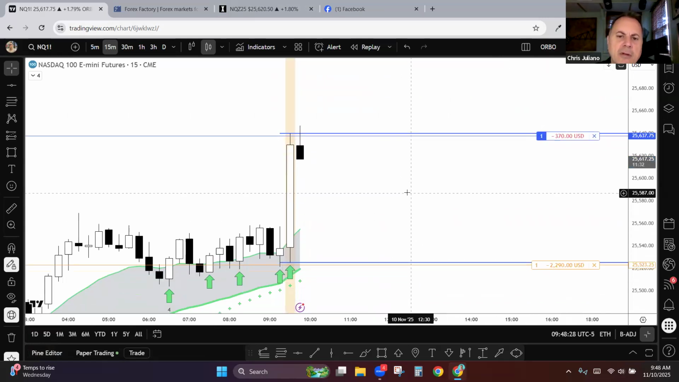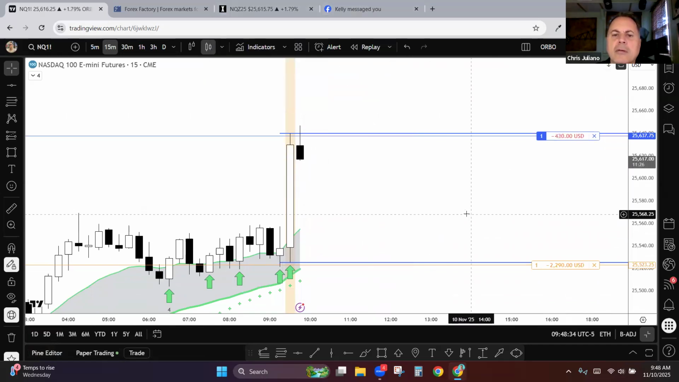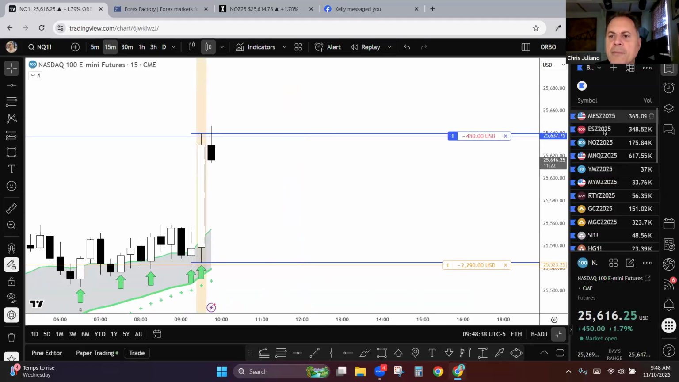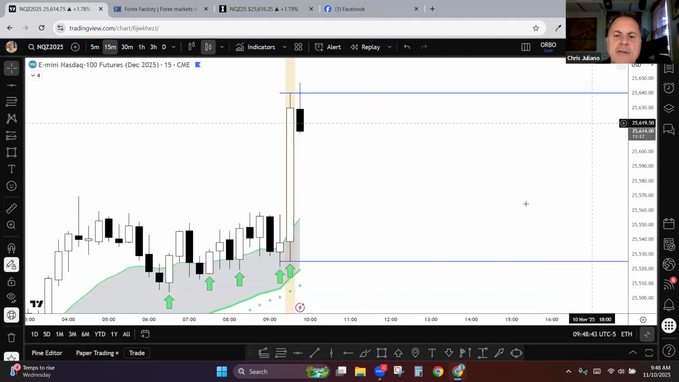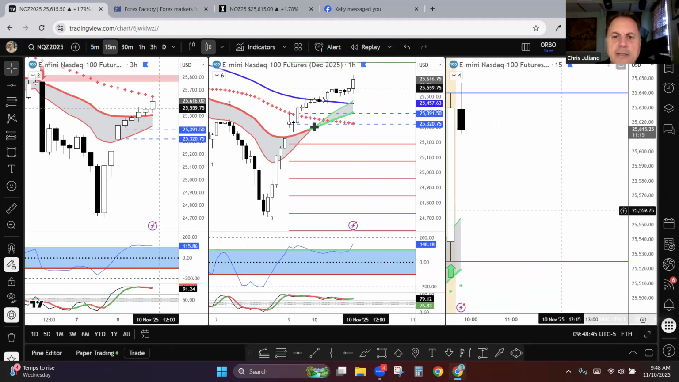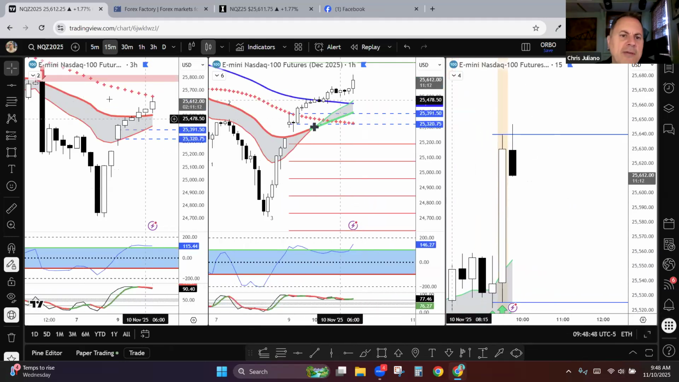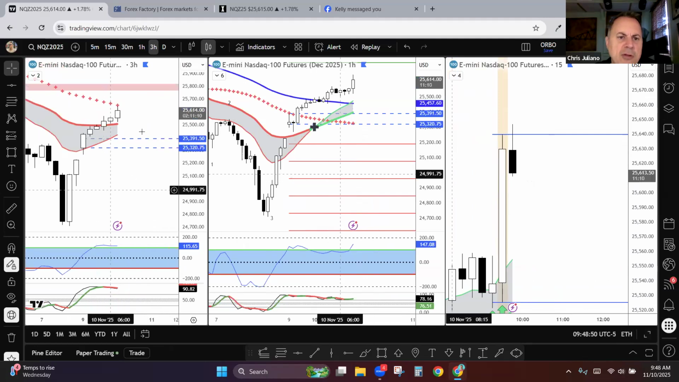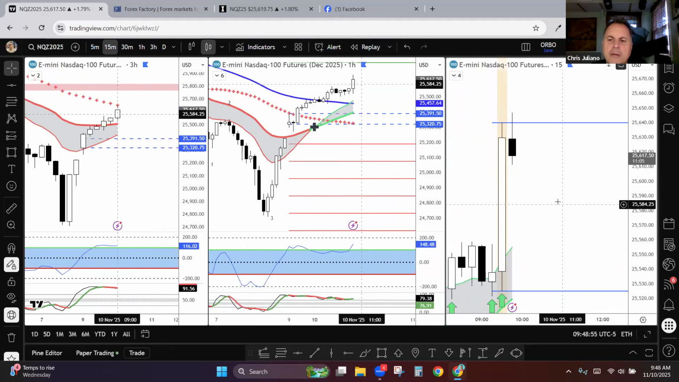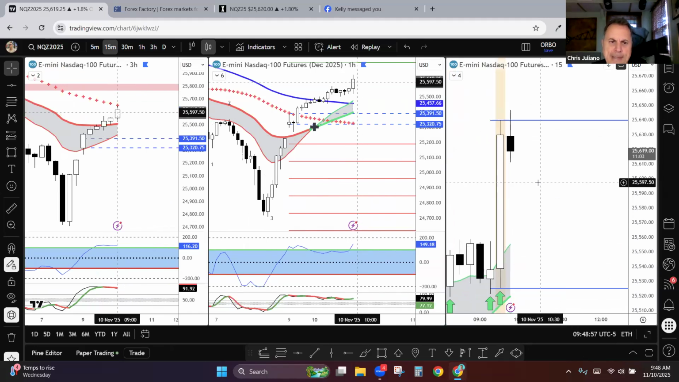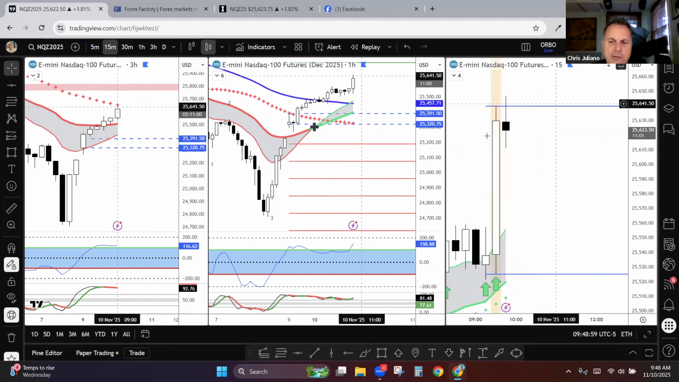Now here comes the reversal. See, it hit that 50. Let's go back to our analysis here. So we were right to be concerned about the 50 simple moving average on the 3-hour chart. There's your reversal. Not reversal, but pullback, right?